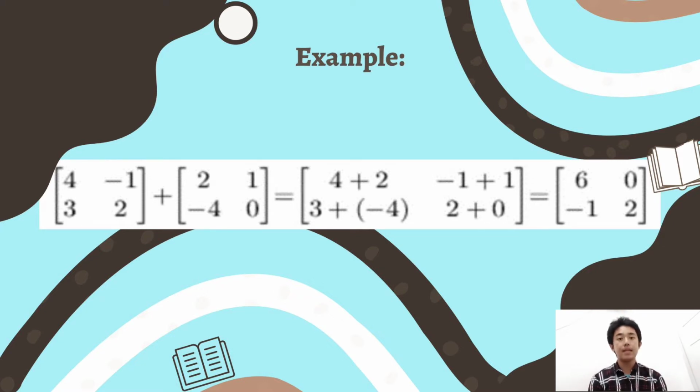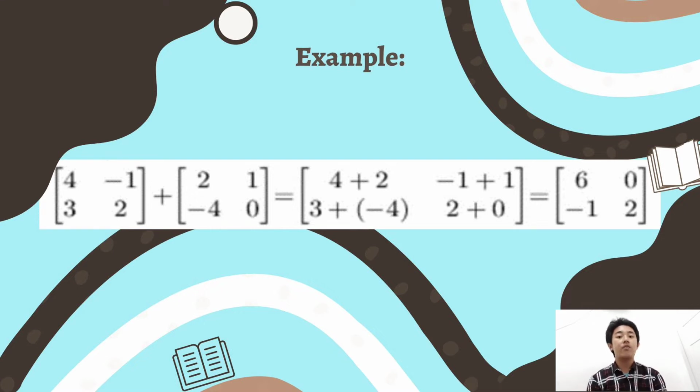In the second row, 3 plus -4 gives us -1, so we write -1 in the second row, first column. Get it? And 2 plus 0 means 2, so we write it in the second row, second column. So the answer is 6, 0, negative 1, and 2.